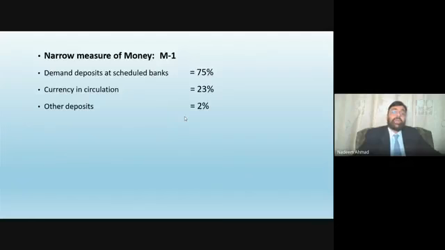So narrow measure of the money, which is M1: demand deposits at scheduled banks 75%. These are basically the rules and principles which can be levied by the central bank on the different commercial banks and other banks. Then currency in circulation only 23%, and other deposits are 2%. Under these circumstances, banks can work in a better way.